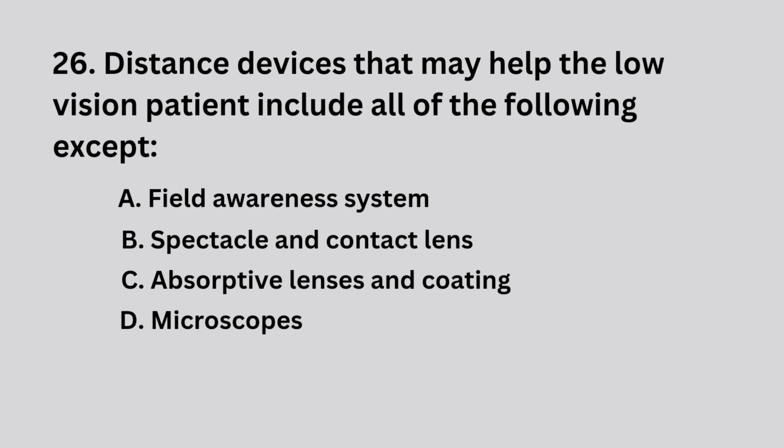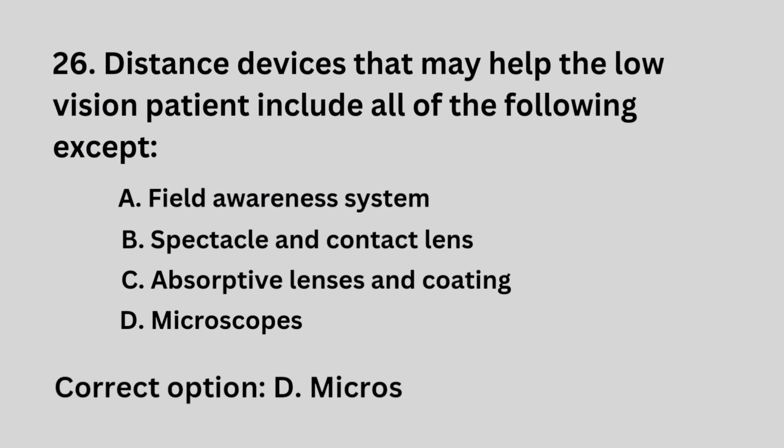Next question. Distance devices that may help the low vision patient include all of the following except option A, field awareness system, option B, spectacle and contact lens, option C, absorptive lenses and coating, and option D, microscopes. Correct answer is option D, microscopes.